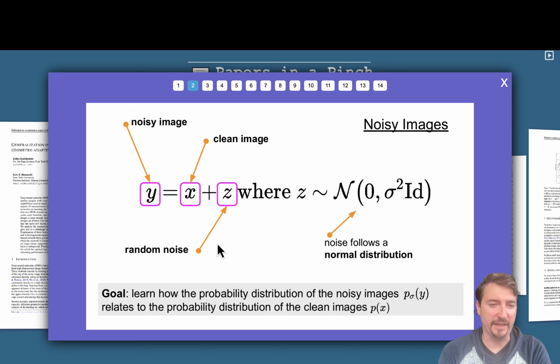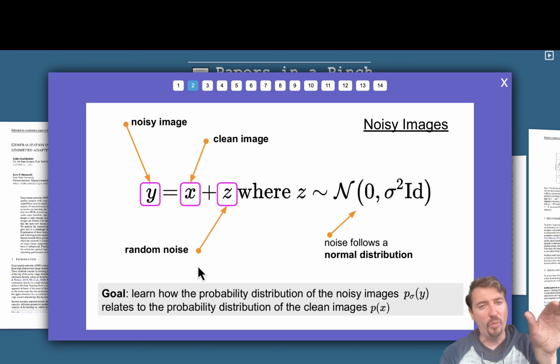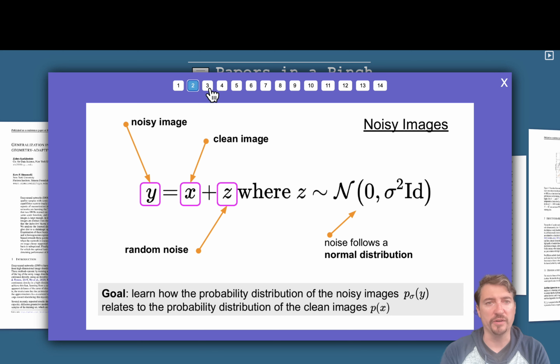The goal here, like I said, is to learn how the probability distribution of the noisy image relates to the probability distribution of the clean image. So we're trying to set it up to understand this in terms of probability distributions, which is obviously a normal way to go about trying to theoretically understand what is happening within these deep neural networks.